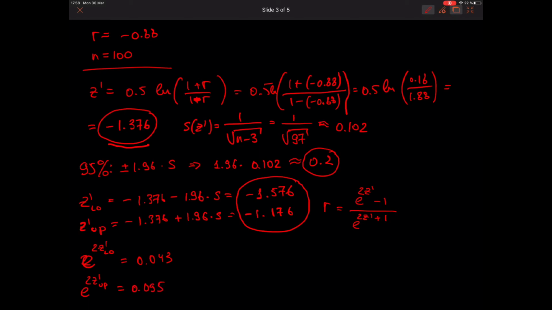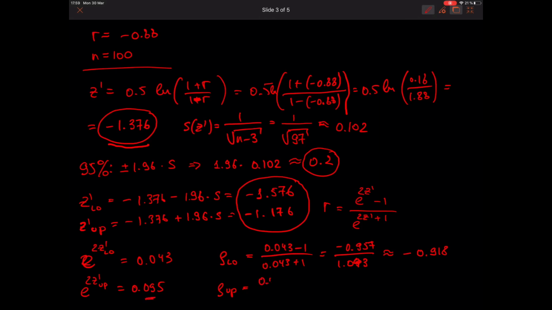Now I'm ready for the calculation. So rho, the correlation coefficient for the population, the lower boundary, it's simply 0.043 minus 1 divided by 0.043 plus 1, which is minus 0.957 divided by 1.043. And again, if you do the calculations, you will find out it will be minus 0.918.